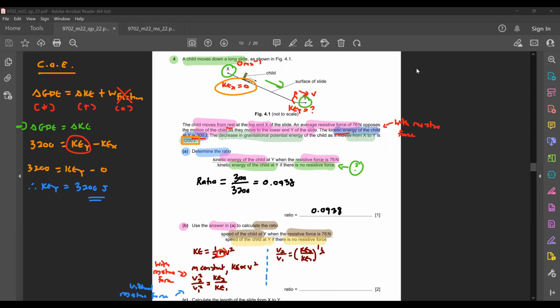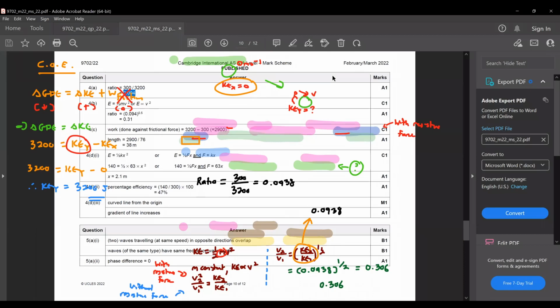The ratio of the KE with resistive force to without resistive force has actually been found in part A above, so we can use the answer directly. So what we end up with is the square root of 0.0938. We will get the answer as 0.306. Let's check whether that is our answer here. Yes, it is the answer. It will be 0.31 if rounded to 2 SF.